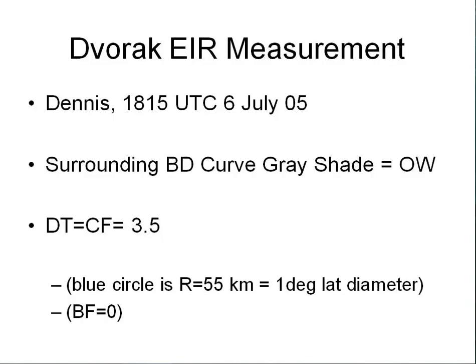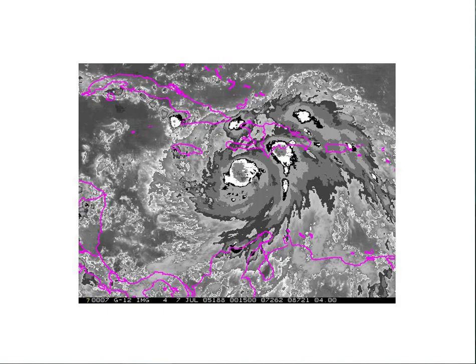So here's the T number for this image. The off-white gives a T of 3.5. Now let's look 6 hours later. Dennis now looks like this.